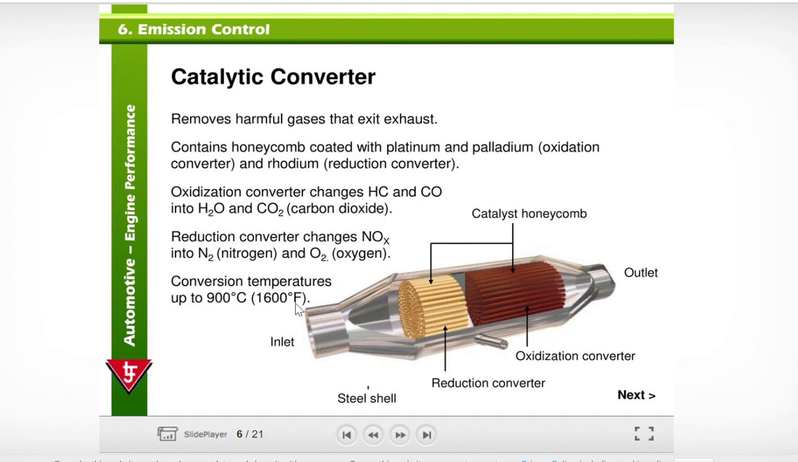When talking about catalysis, it means that there is also the presence of heat, or these reactions are dependent on the presence of heat. So conversion temperatures will occur at around 900 degrees centigrade, and it means that the catalyst starts to work once the engine has warmed up. It's dependent on the exhaust gases coming down through it, heating it up, and creating the temperature that's sufficient to do these reactions.